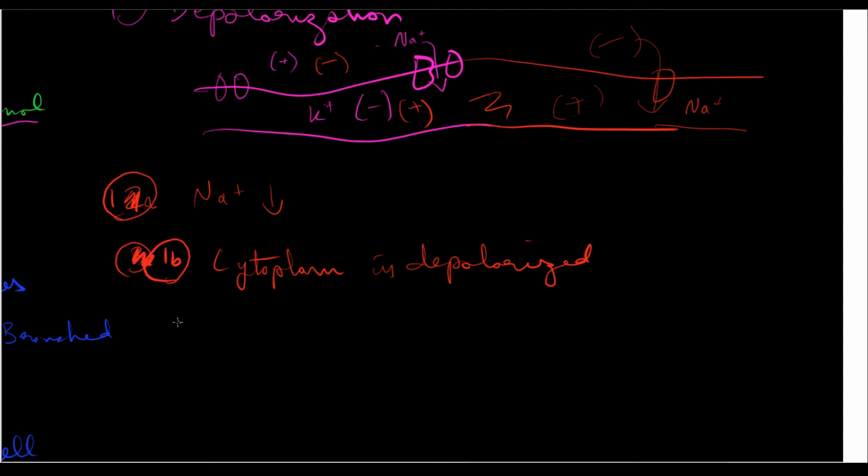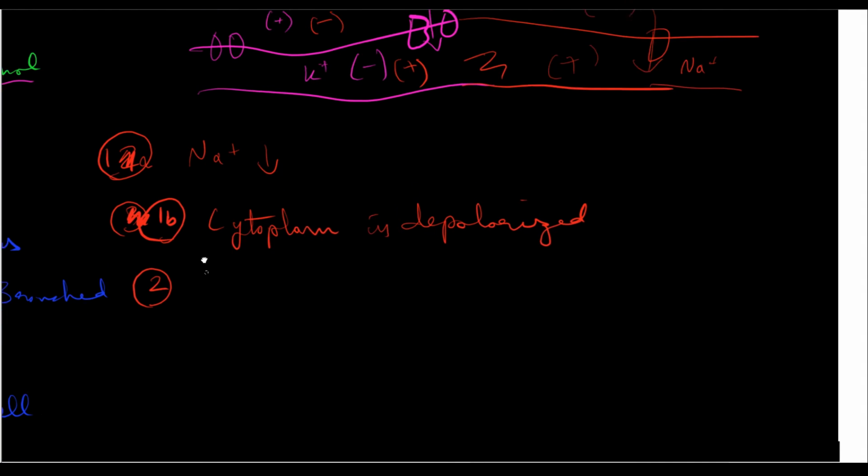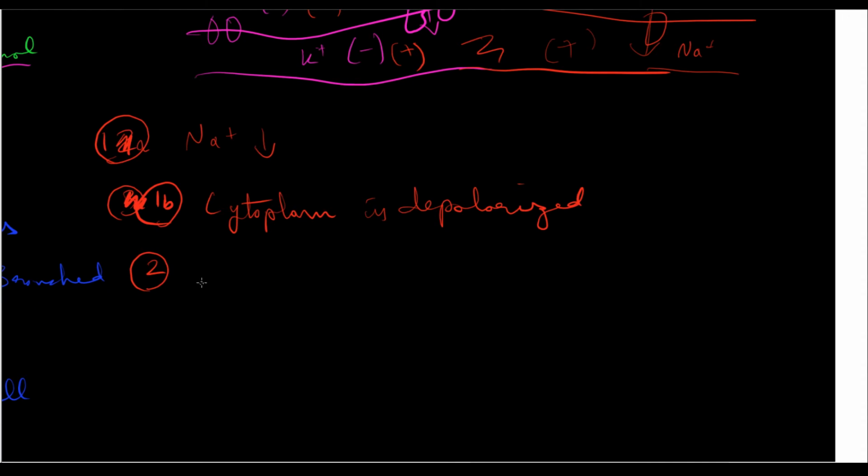Now let's go on to step 2. Step 2 would be Na channels are shut. So Na plus channels are shut because the signal has passed by, so we want to try to repolarize ourselves so we can receive another signal, right? So the Na plus channels are shut, so we're not going to let in any more sodium ions.